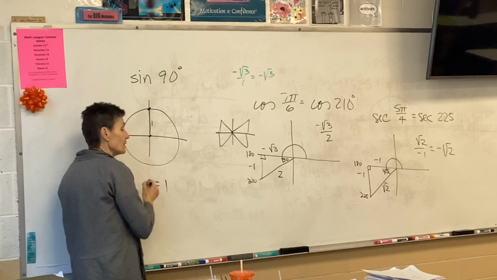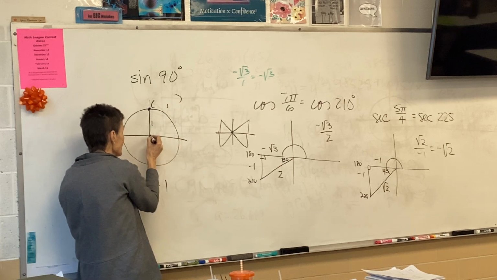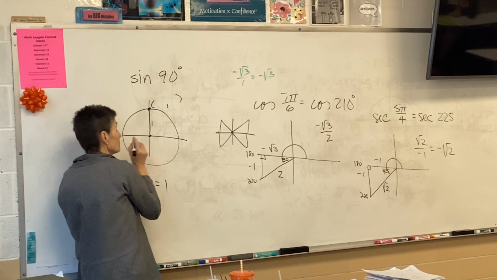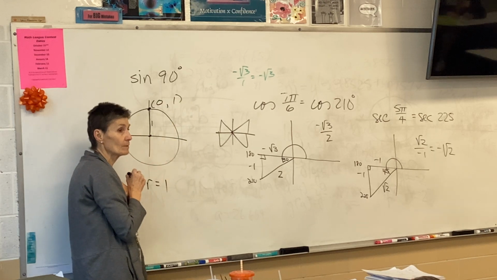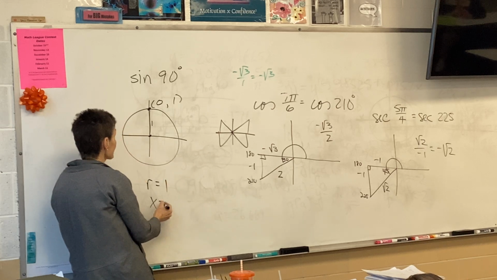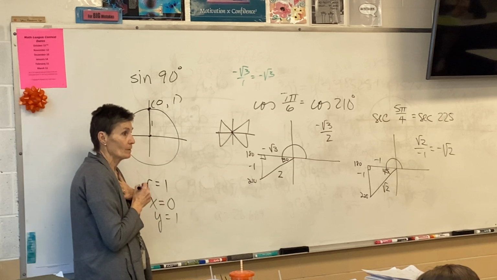Now, tell me about this point right here, if the radius is 1. 0, 1. Would everyone agree with that? So, in other words, x is 0 and y is 1 for that point.